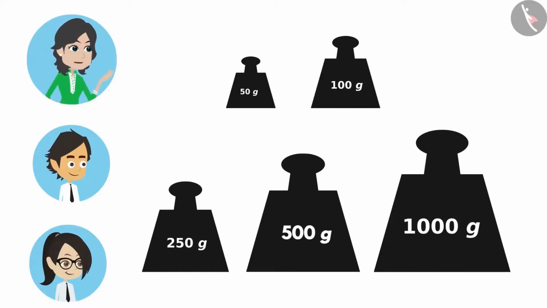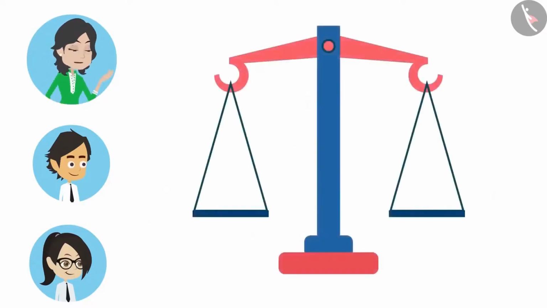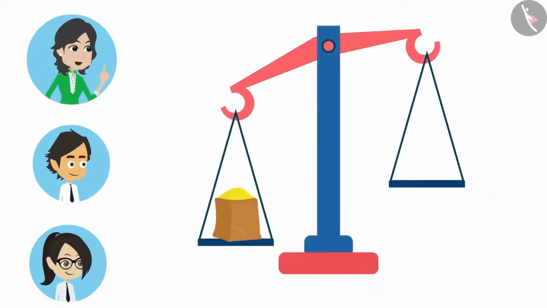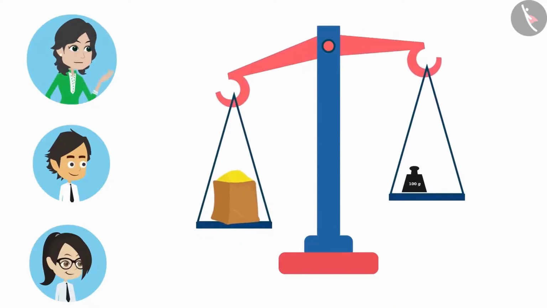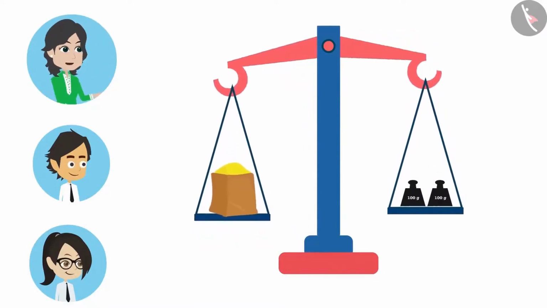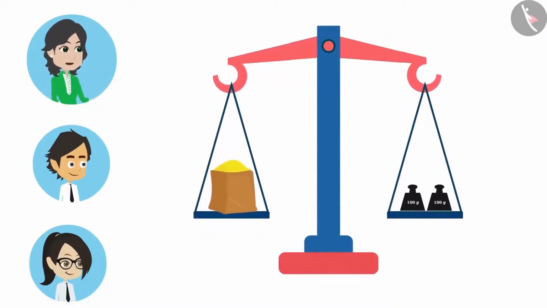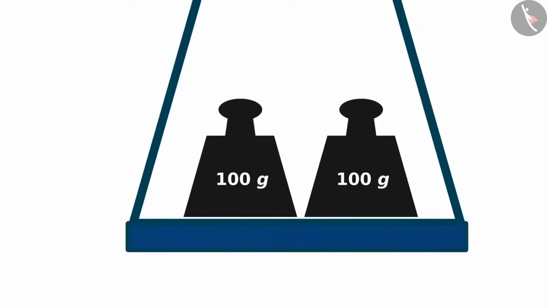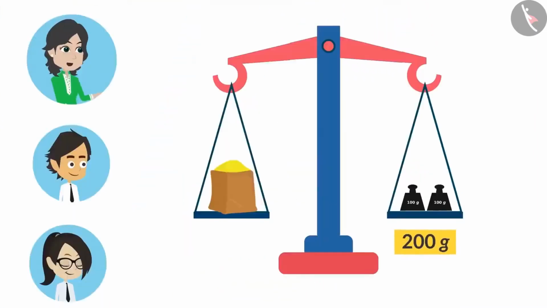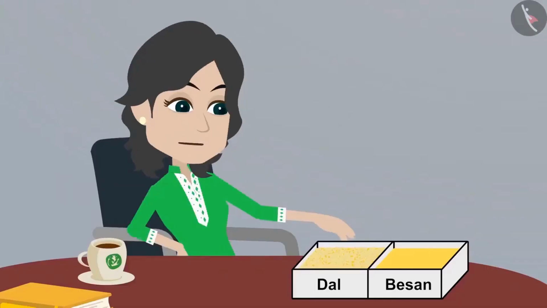Look, the thing you want to measure is kept on one side of the scale and one or more weights depending upon the requirement on the other side. When both sides are in balance, this means that the weight on both sides are equal. When both sides are equal, we calculate the weights added. The weight of the item is the same as the weights added. The weight of this dal is 500 grams.